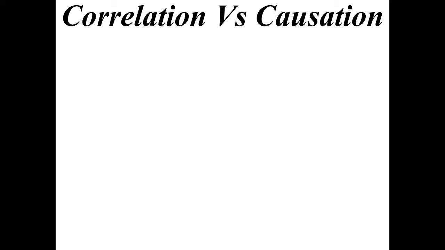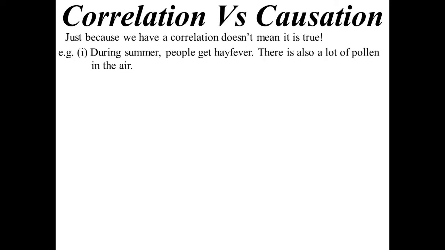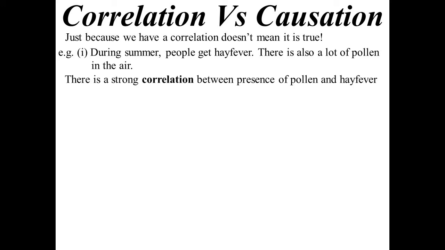So correlation versus this other thing called causation. A lot of people make a mistake. Just because you're looking at two sets of data and they correlate doesn't necessarily mean it's true. Right? So for example, here we go. During summer, people get hay fever. There's also a lot of pollen in the air. We know that. So there's a strong correlation between the presence of pollen and people getting hay fever. So therefore, I'm going to conclude from that that pollen causes hay fever.